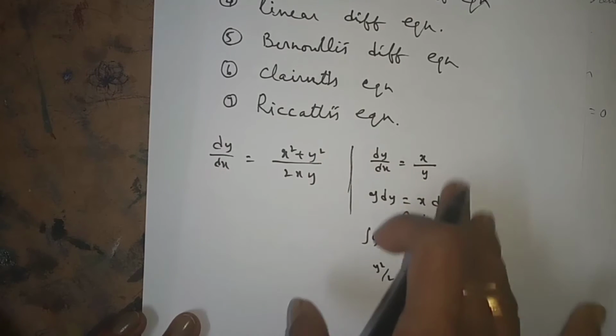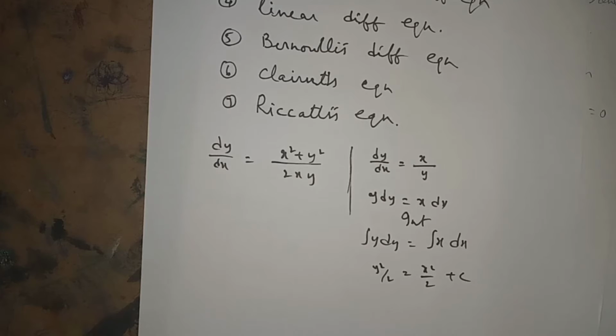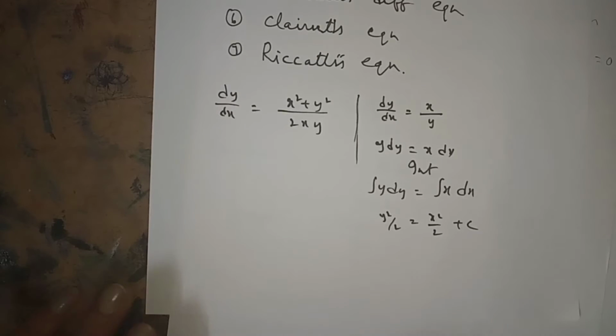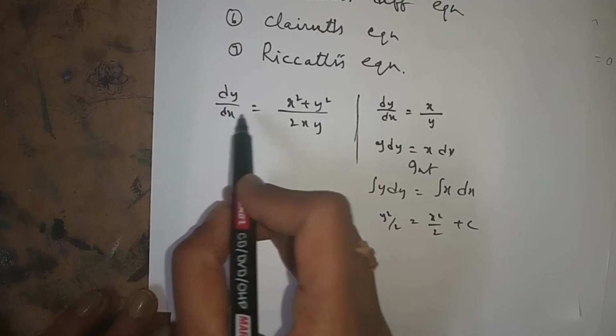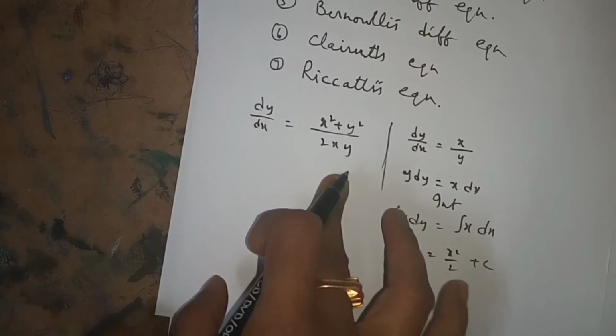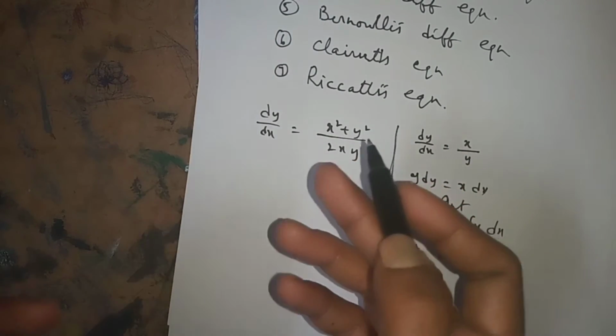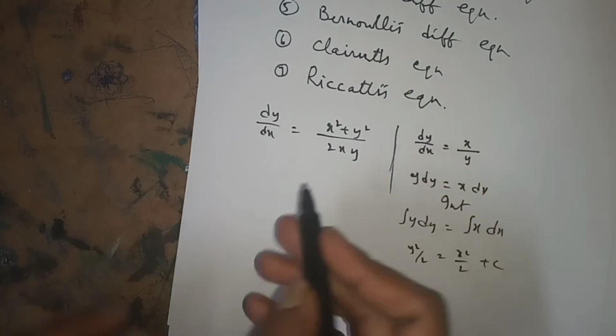Like this, only if it is possible to separate the x variables and y variables can you apply the variable separable method. If it is not possible to separate the variables, then you have to go to the next method, which means homogeneous. How to identify whether it is homogeneous or not? For example, dy by dx equal to x square plus y square by 2xy. In this equation it is not possible to separate the variables, that's why I want to apply homogeneous.